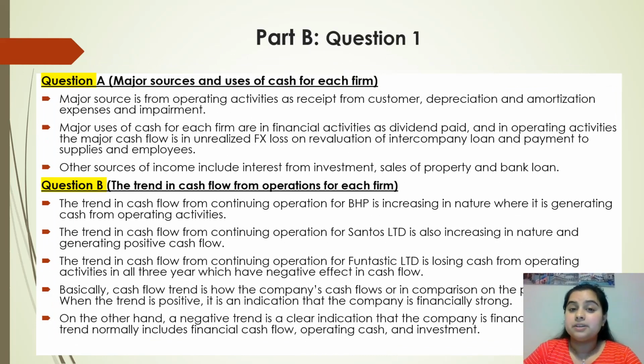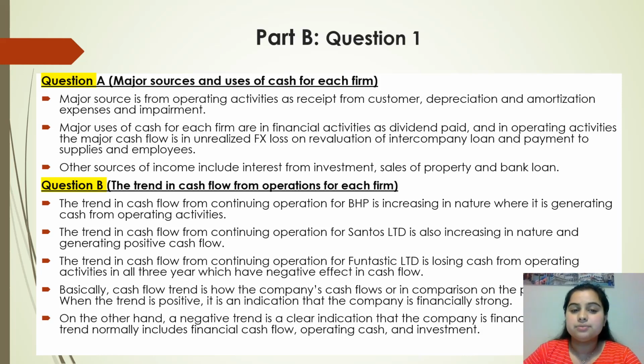The next is part B, and under part B there are three different questions, and under question 1 there are various sub questions. Question A, major sources and uses of cash for each firm. Major sources are from operating activities as receipts from customers, depreciation and amortization expenses and impairment.